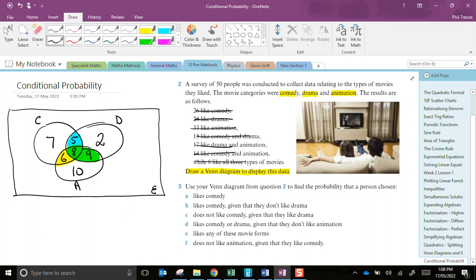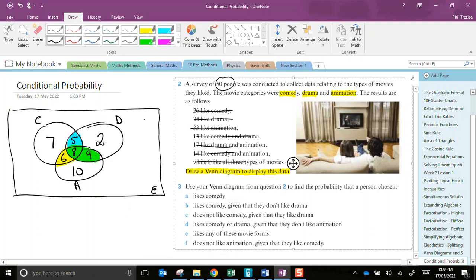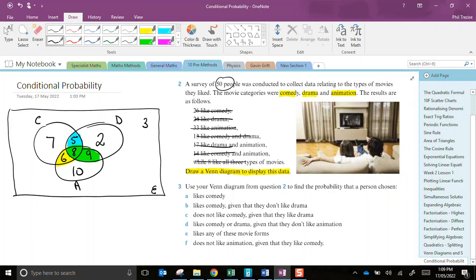Now we're not quite finished, because don't forget it said there were 50 people altogether. If we add up all the numbers so far, it comes to 47. And 50 people were surveyed. That must mean there are 3 people who are part of the universal set, but not part of any of those individual sets C, D, or A. So that's our Venn diagram.